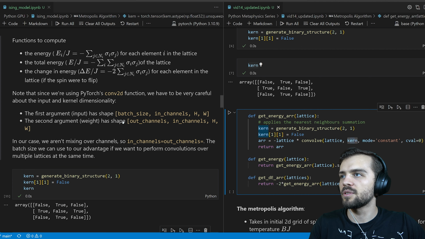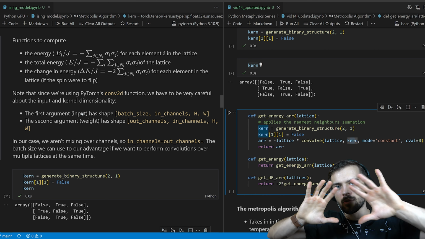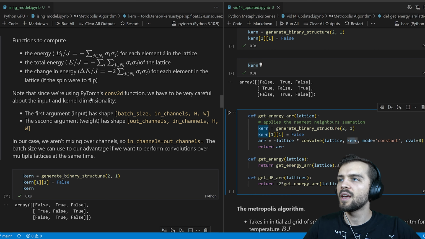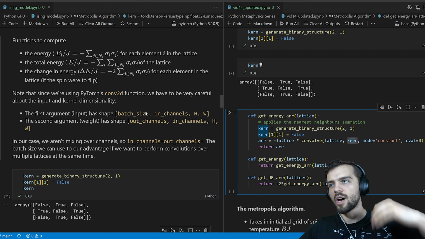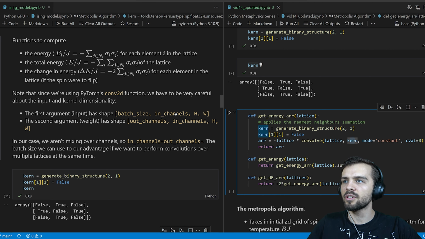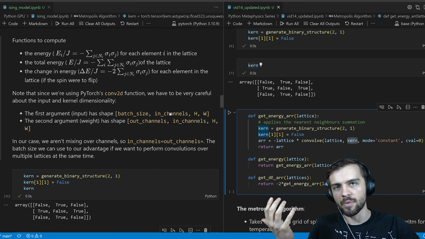In PyTorch, the first argument, or in other words, the array which you want to take the convolution of, needs to have a shape of batch size. So batch size can be like multiple sort of grids on top of each other. Then this thing called input channels, height and width. So input channels is really crucial for machine learning.